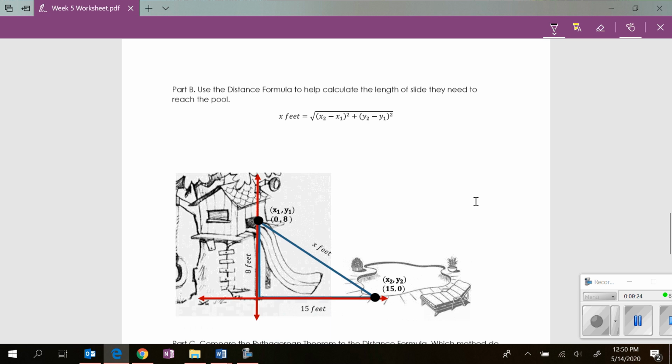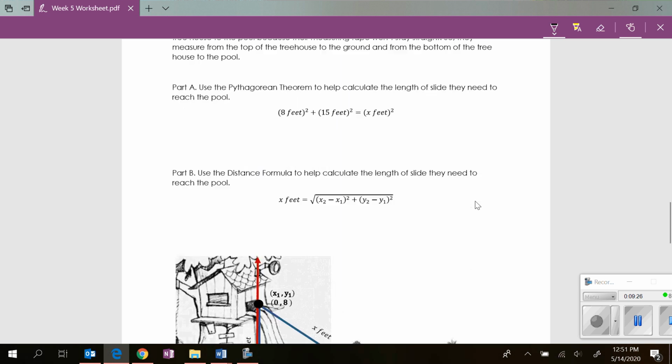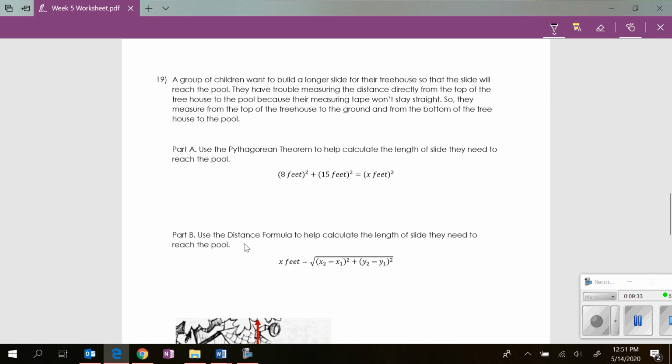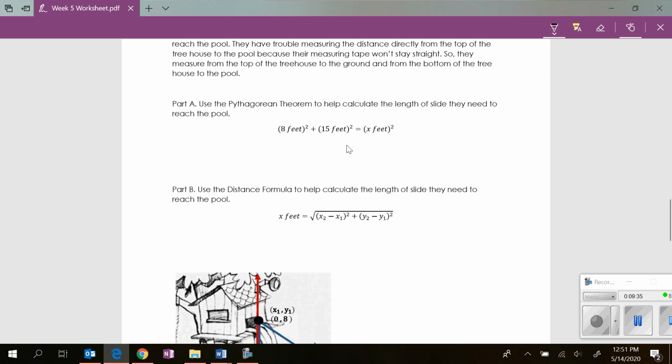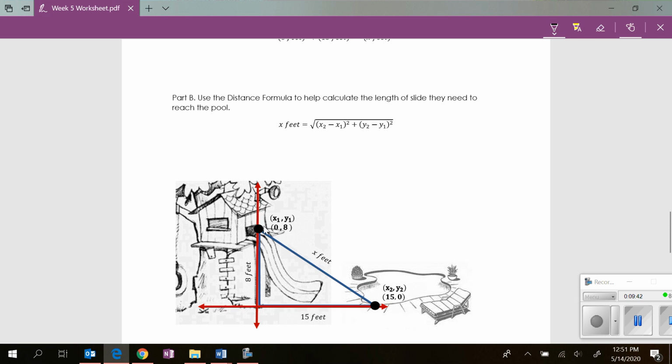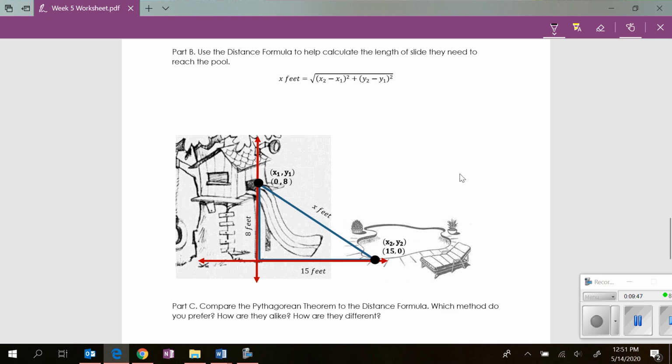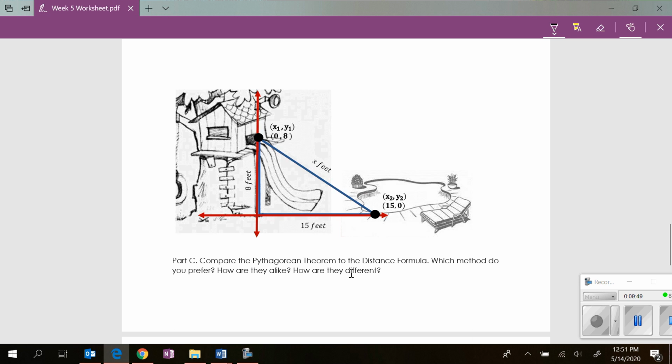Okay, the last problem on here is a word problem. And one person is using Pythagorean theorem. The other person is using distance formula. So I'm going to want you to try out both methods, okay? And it's all given here in the picture and in your equations. And then write about how they were similar, how they were different, which method did you like best, okay?